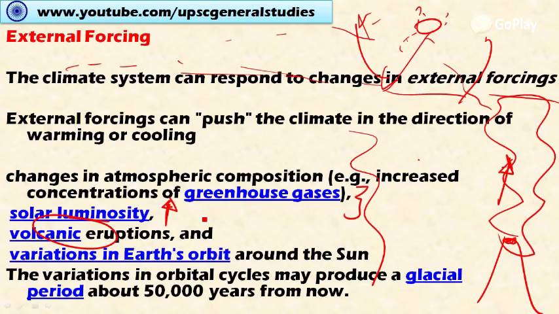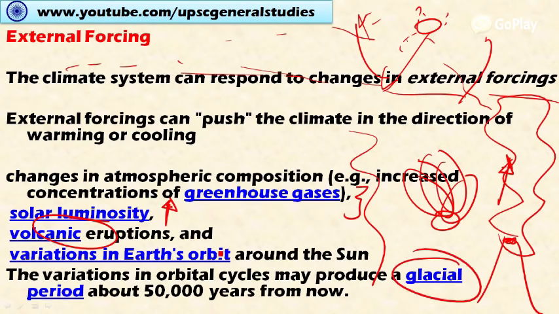So this is the one thing. And variation in the earth's orbit around the sun. So earth's orbit fluctuates, not seasonally, but periodically, over a long period of time. This variation in the earth's orbit around the sun may also influence the earth's climatic conditions over a long period of time, more than 10 to 20,000 years. So the variation in the orbital cycle may produce a glacial period. After 50,000 years, the earth will witness a second glaciation period. We witnessed the glaciation period during the Pleistocene stage of the earth, that is 2 million years ago. And the next glaciation period will be witnessed after 50,000 years from now.